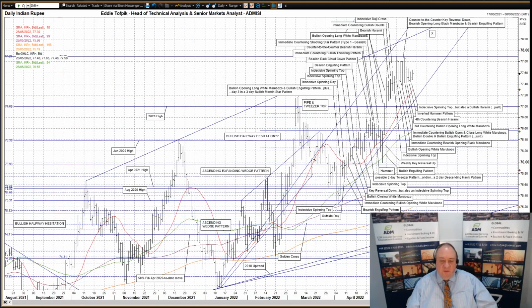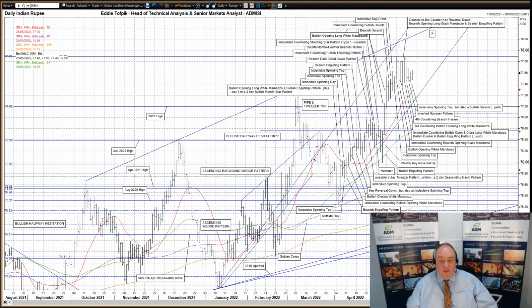US dollar against the Indian rupee. An indecisive spinning top yesterday, though, could also be seen as a bullish harami. It was once again well within the new congestion zone between 77.40 to 77.80. Overall, prices are still in between the lower time below, currently at 77.06, and the middle time above, currently 78.52, the mid-January to early April bullish Andrews pitchfork.